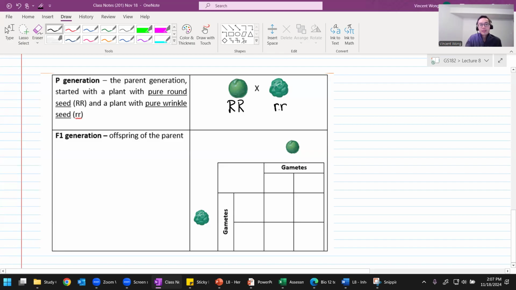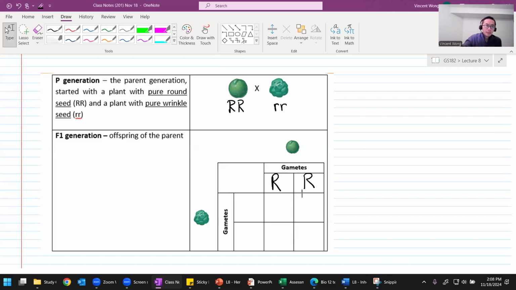And they're going to produce offspring, and he observed the genotype of the offspring. So that first generation that you create from the parent generation, we call that F1. So let's take a look here. This plant has big R and big R on the chromosomes, and during meiosis, they separate the two alleles. So half of the gametes are going to have the big R, and the other half will also have the big R allele.